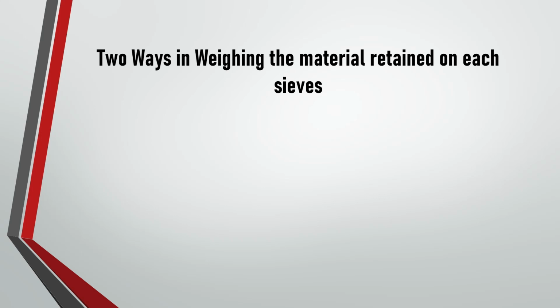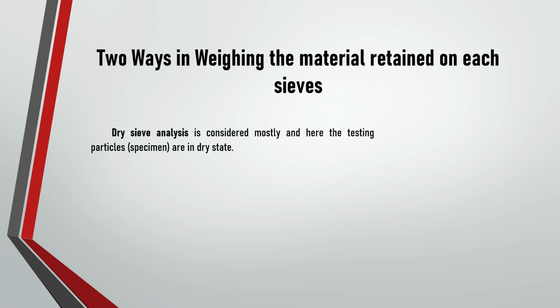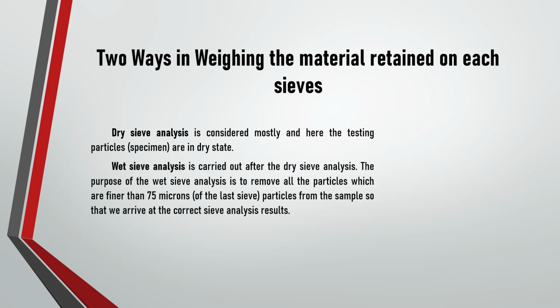So there are two ways in weighing the material retained on each sieve. The first one is the dry sieve analysis, which is considered mostly, where the testing particles are in dry state. Another one is the wet sieve analysis. It is carried out after the dry sieve analysis. The purpose of the wet sieve analysis is to remove all the particles finer than 75 microns from the sample so that we arrive at a correct sieve analysis result.